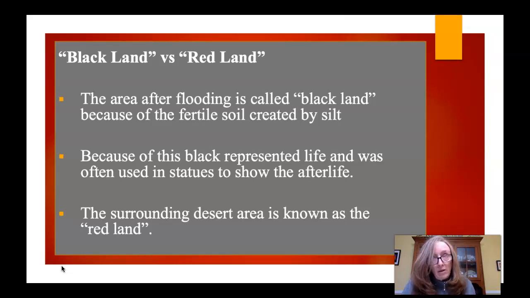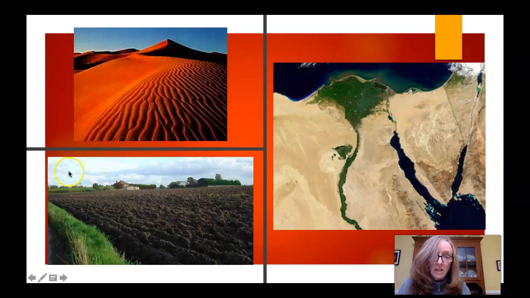The surrounding area outside of the Nile River Valley is known as the Red Land because it's desert and the sands have a kind of reddish hue to them. Here's pictures you can see. Up here, this is the desert and the red land. Here on the lower left is the black land. And you can see from this aerial shot the Nile River Valley, how verdant it is. Look how green. You can see it from this satellite shot. Just the disparity, right? The fertile land, and then on either side of this is nothing but desert.